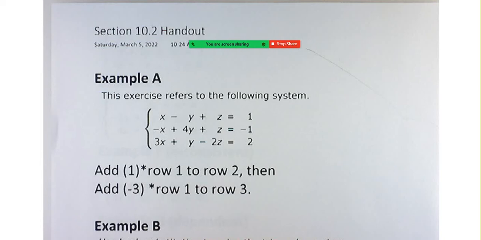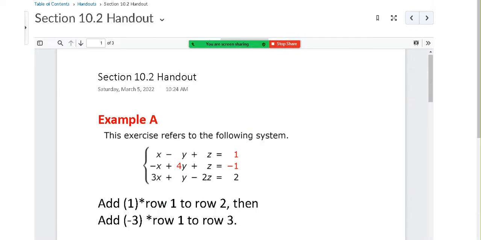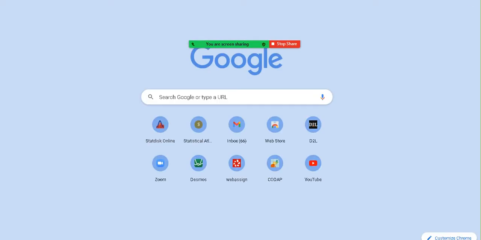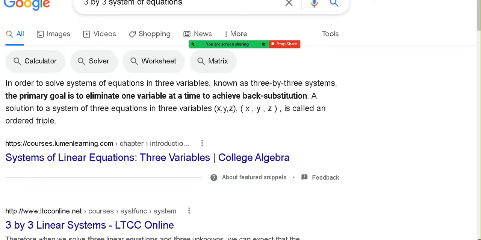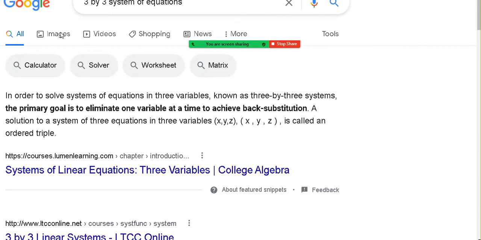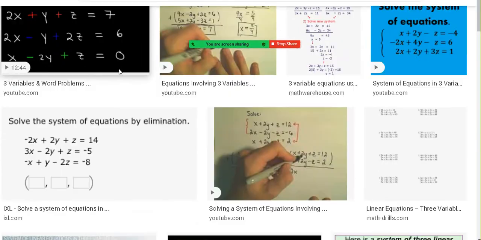So section 10.2, we're going to expand our horizons. We're no longer looking at the solution of 2 equations and 2 unknowns. We're looking at the solution of 3 equations and 3 unknowns. So what's called a 3 by 3 system of equations. Now, the geometry gets a lot more intense in something like this.